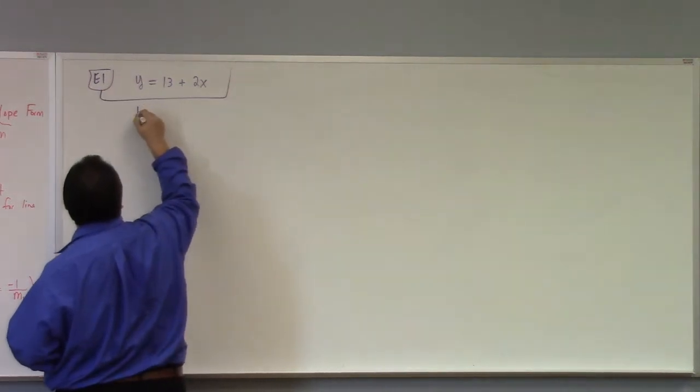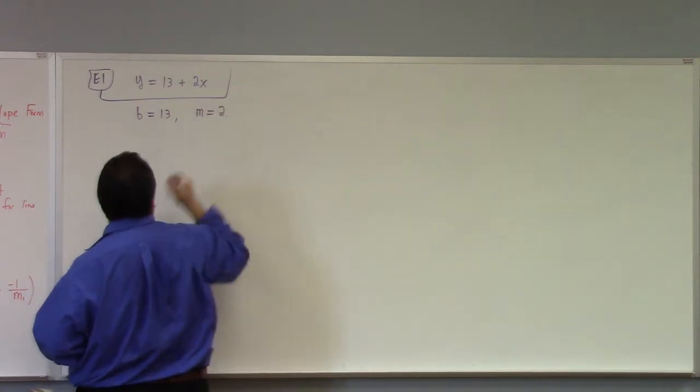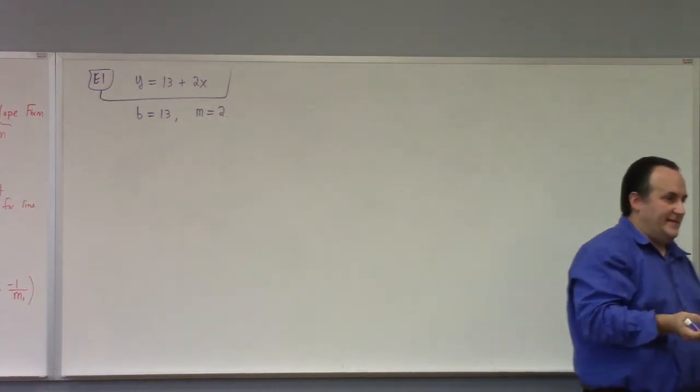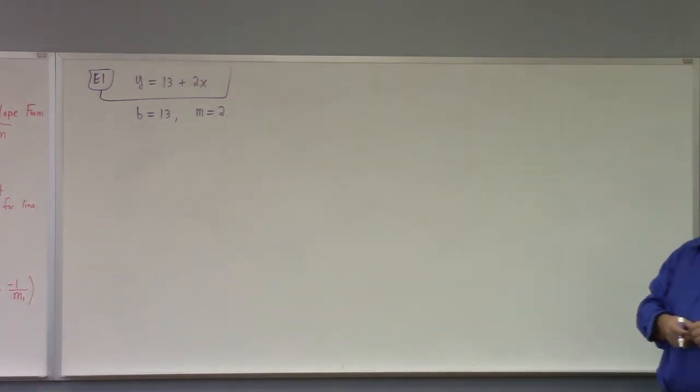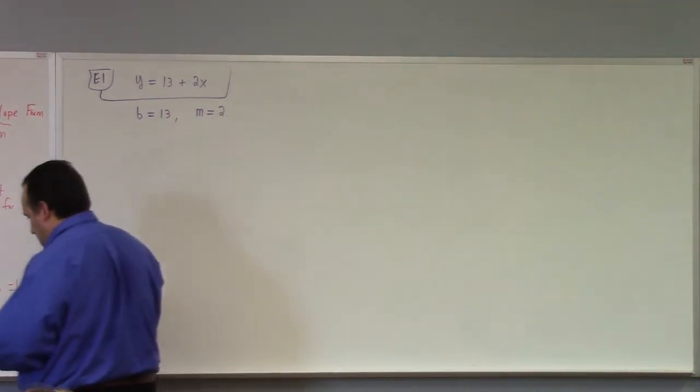We have y-intercept is 13, right? The slope is 2. So that's like one of the first things you need to be able to identify. Hey, that's a line. There's its slope. There's its y-intercept, right? And there it is. Doesn't have to be complicated.